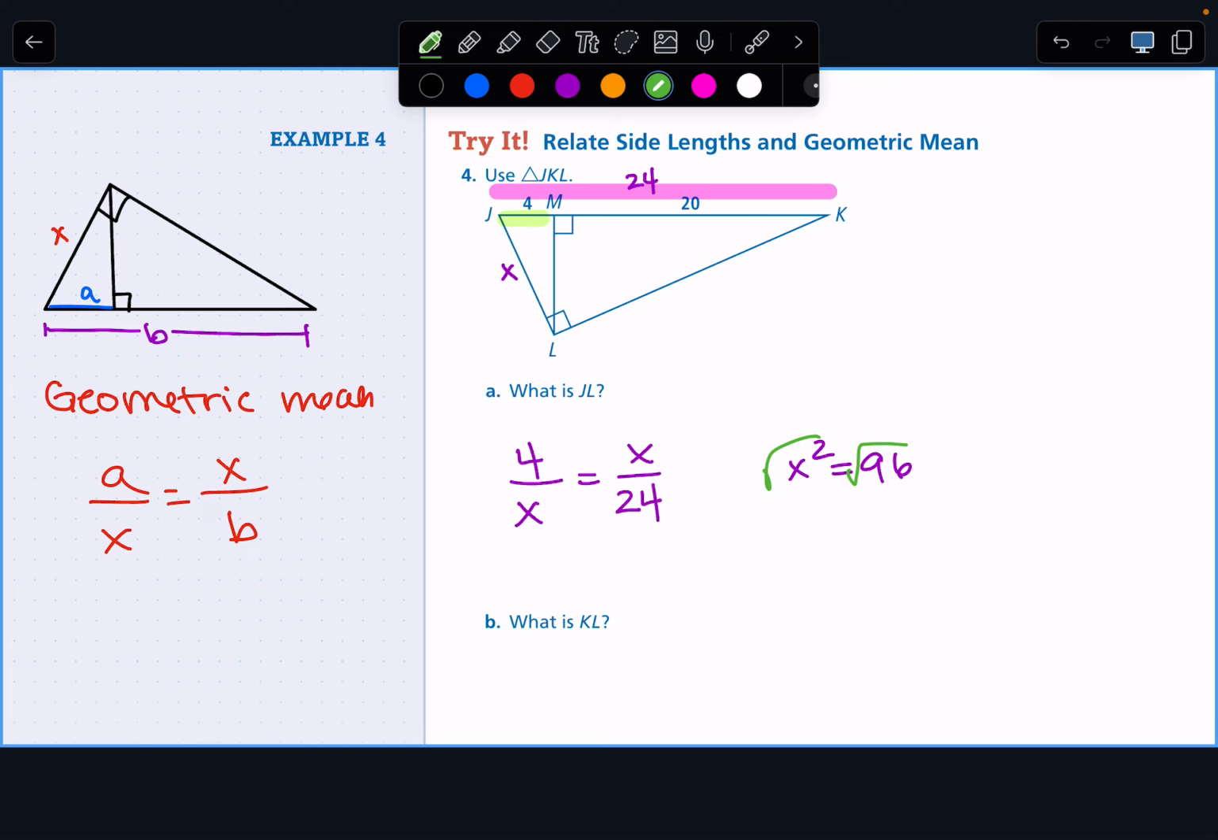Isn't it 16 times 6? Do you want to know how I knew that so fast? Because it was 4 times 24, and 24 is 4 times 6, so I knew that it was 4 times 4 times 6.